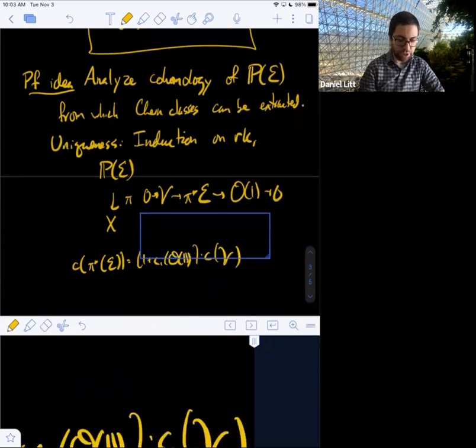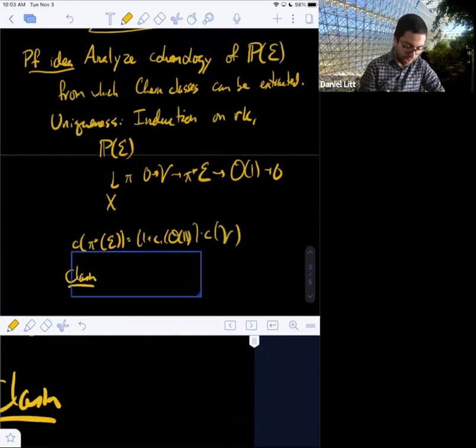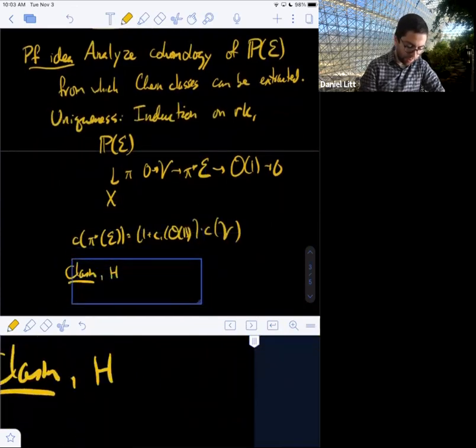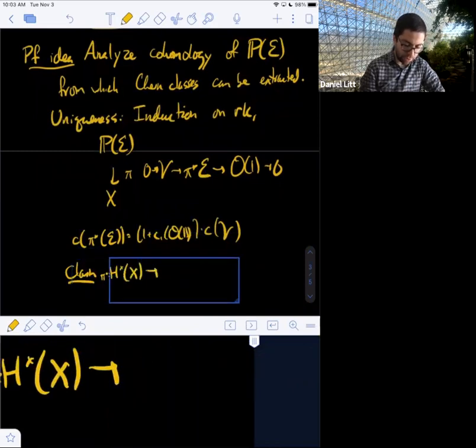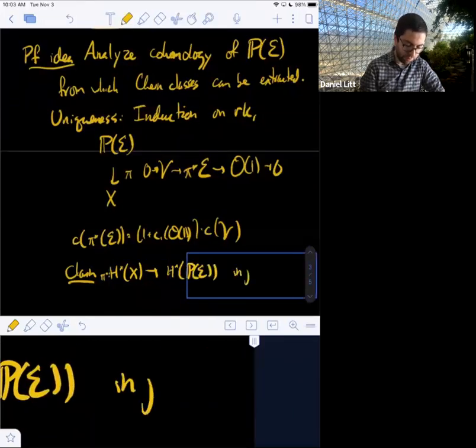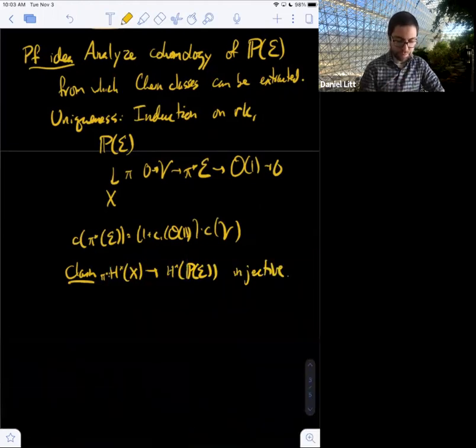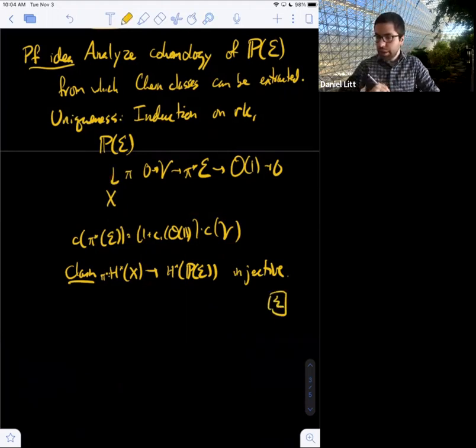So these, we know what they are by induction, and then the claim, which I'm not going to prove, is that the pullback map pi star from the cohomology of X to the cohomology of the projectivization of E is injective. So knowing what the Chern classes are on the projectivization, which we know by induction in this formula, tells us what they are on X. All right, so that's the idea of the construction. Are there any questions about that?